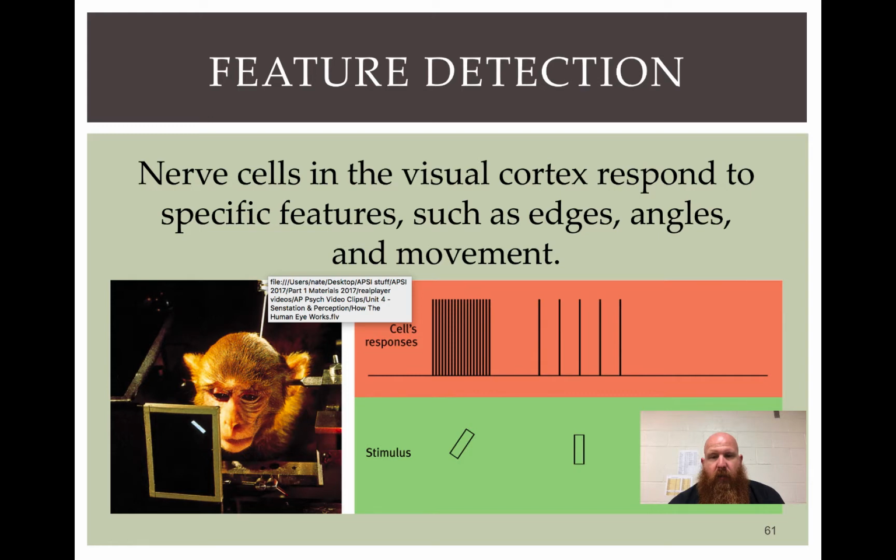All right, feature detection. Nerve cells in the visual cortex respond to specific features such as edges, angles, and movements. And as you get older, you sort of hone this in. I can remember as a kid, my dad, my papa, and my uncles being able to see deer in the woods just randomly. We'd be driving down the road, and, oh, there's a deer, and three or four of them say, oh, yeah, there it is. But as a kid, I'm looking, I don't see him.